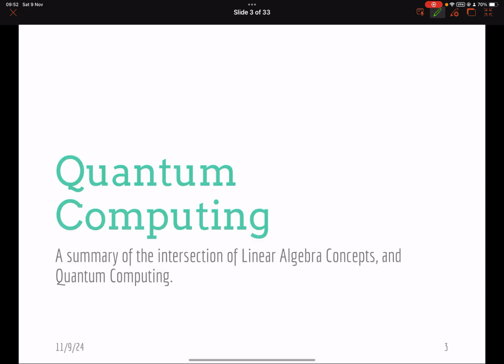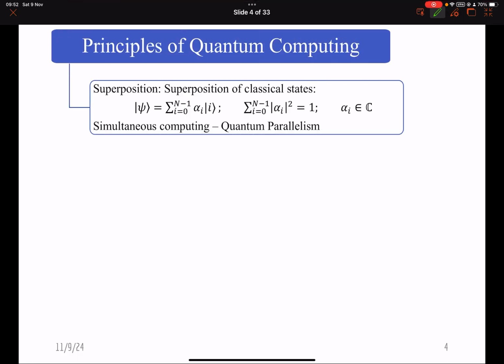Okay, so now we'll move on to the aspects of quantum computing. In this video, I'll talk about the principles of quantum computing, some famous algorithms, some challenges and caveats of quantum computing, as well as the advantages of quantum computing, and so on and so forth. So we'll start with the principles of quantum computing.